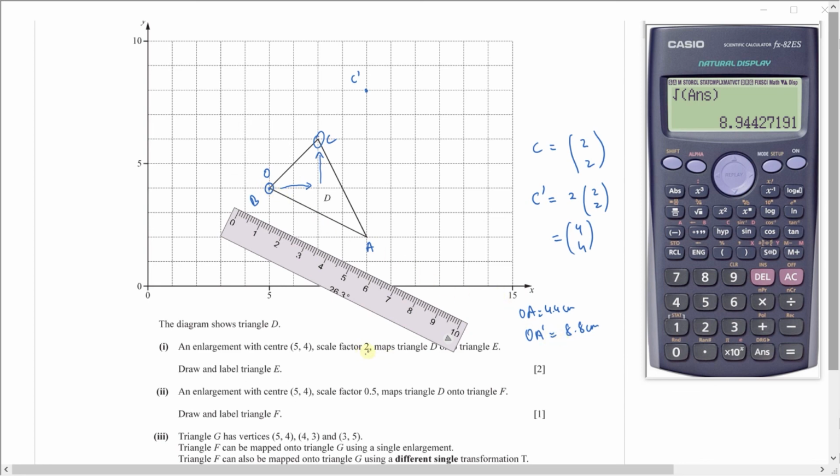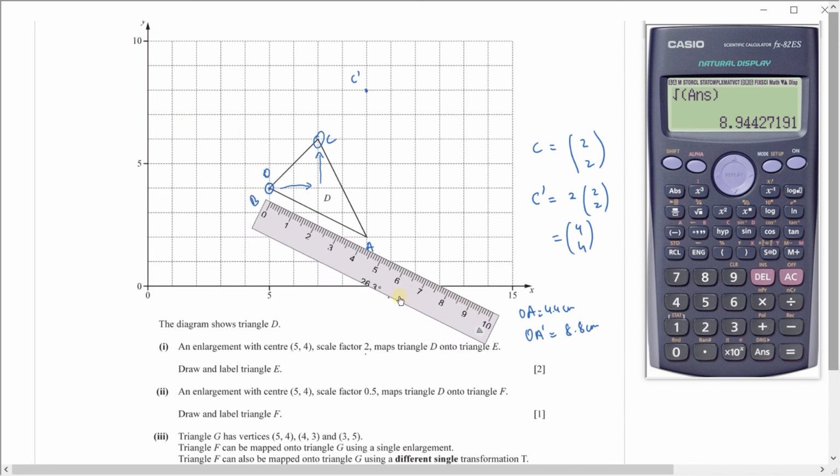If your scale factor was negative, you will go in the opposite direction of the point. So if the point is on this side, you join the line joining the point A with this center O, and you will extend it on the other side. You will make a line which is 8.8 centimeters in this direction if your scale factor was negative. But since your scale factor is positive in this case, you will draw the line in the same direction. So if this is 4.4, 8.8 is this point here.